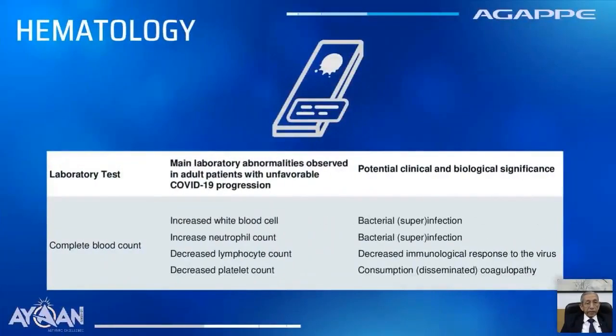These are some of the ordinary laboratory tests that are useful. For example, the complete blood count. You can see that increased white blood cell count can be seen in bacterial super infection. Increased neutrophil count can also be there in bacterial super infection. A decreased lymphocyte count is seen in decreased immunological response to the virus, and that is a very bad prognostic indication. Decreased platelet count is also seen in disseminated coagulopathy. That is also a worse manifestation.